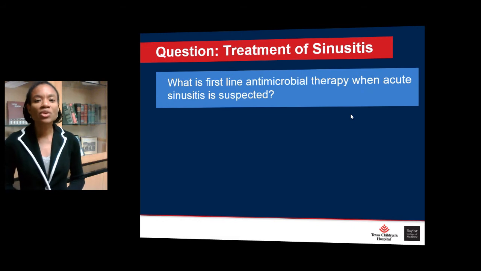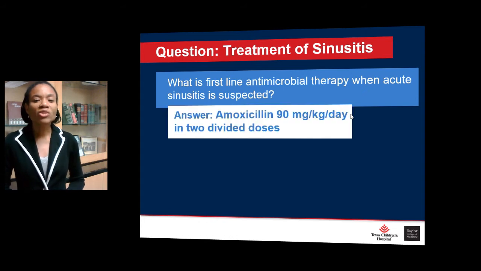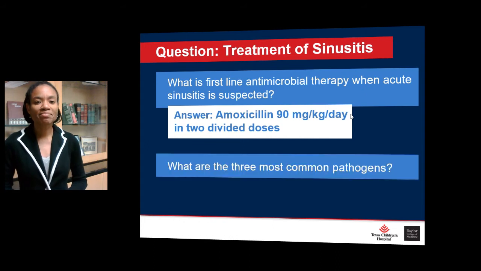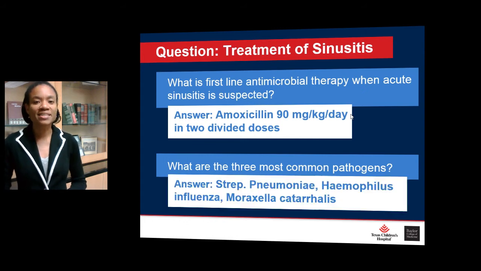So, in the treatment of sinusitis, what is first-line antimicrobial therapy when acute sinusitis is suspected? If you said high dose amoxicillin, 90 milligrams per kilogram per day in 2 divided doses for extra credit, you were correct. What are the 3 most common pathogens that are responsible for acute sinusitis? These are Strep pneumoniae, Haemophilus influenzae, and Moraxella catarrhalis.